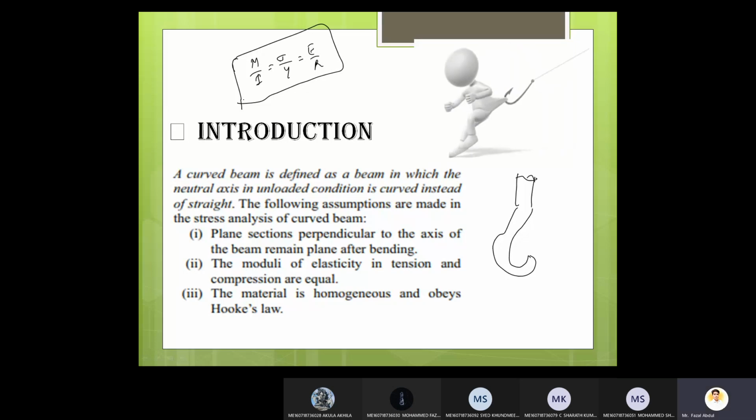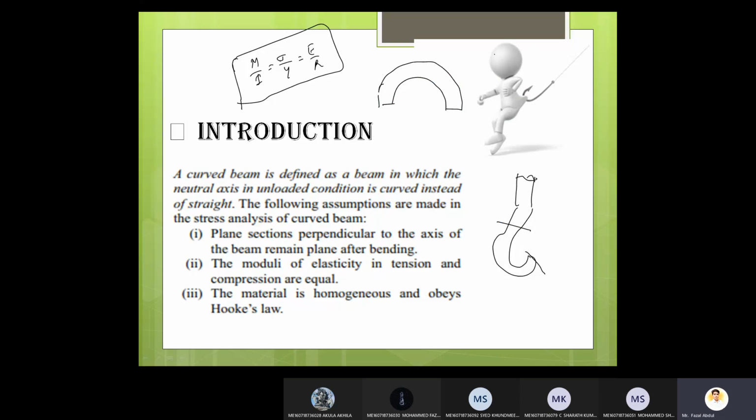A curved beam is a beam in which the neutral axis, in an unloaded condition, is curved. It means even when there is no load on the beam, from here to this end, it is treated as a curved beam because it appears like a beam having curvature.